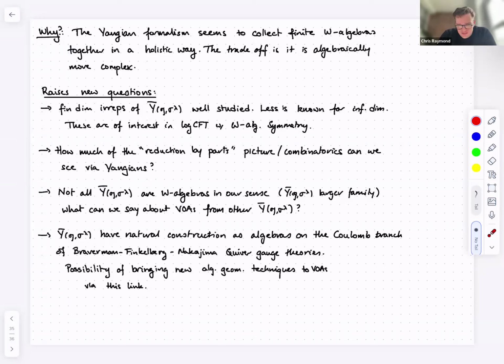And the last thing that comes up in this is that these truncated shifted Yangians have a natural construction as algebras on the Coulomb branch of what are called BFN quiver gauge theories, right? So there's a lot of machinery here. This is something that I really don't understand all that well myself, but people like Ben Webster and Joel Kamnitzer and Sasha Braverman have been working on these types of ideas quite a lot with a number of their students, and there's a lot of literature out there.